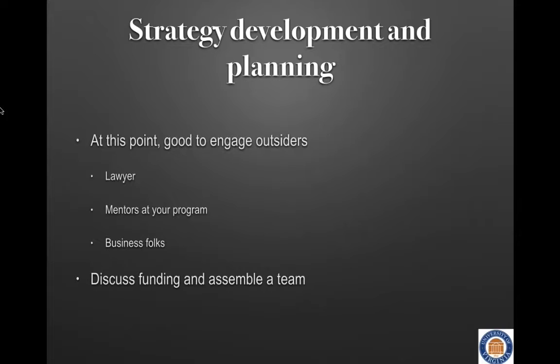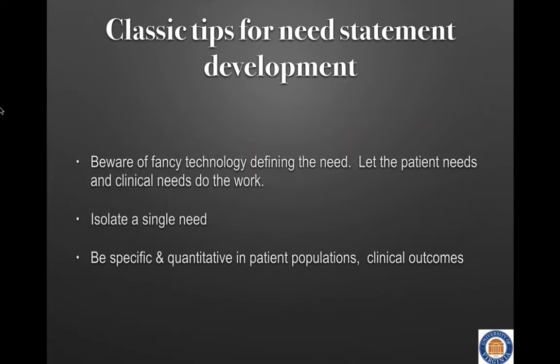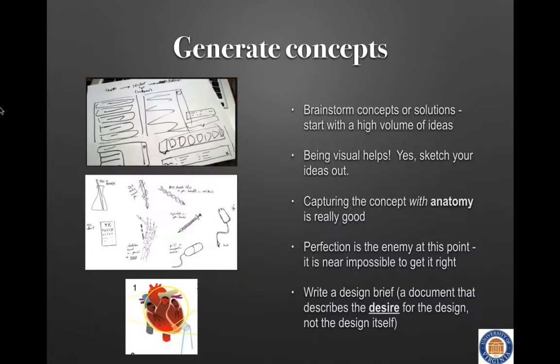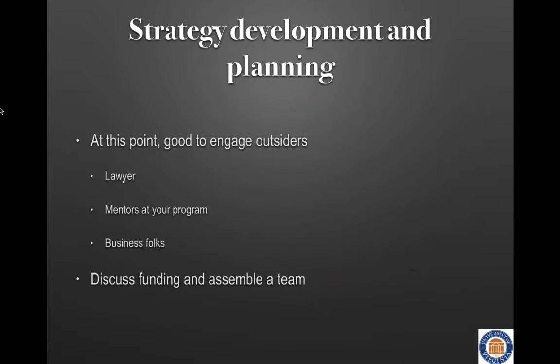So strategy development and planning, the third part. At this point, it's really good to also engage some people outside of your field: lawyers, mentors of your program, business folks, to talk about funding and to assemble a team. If you've done a good job in the earlier steps of doing your research and generating concepts, you should have a pretty good idea at this point. So it'd be really good to engage some people outside.